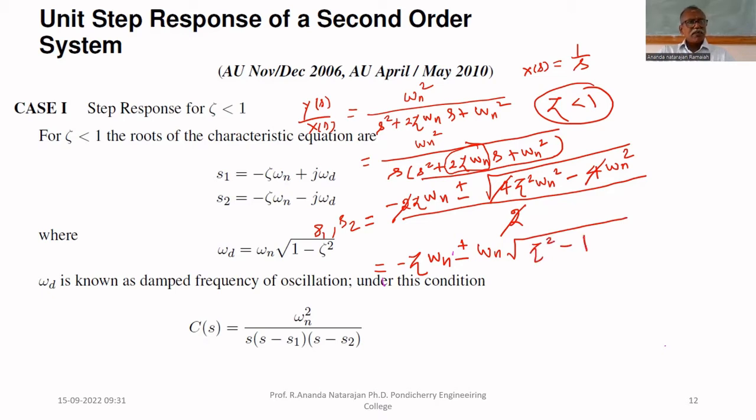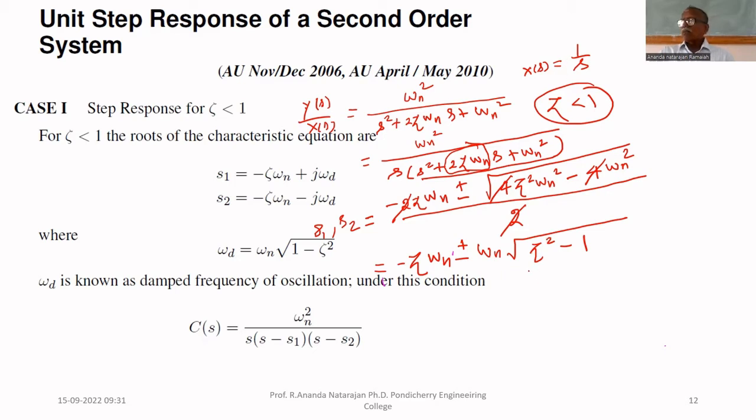What is the assumption we made? Zeta is less than 1. Therefore, this quantity is negative always. That's why this quantity is negative always. If zeta is less than 1, the root is complex. The roots will be complex conjugates. Zeta is assumed to be less than 1.